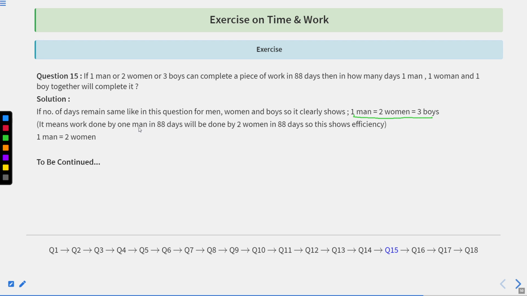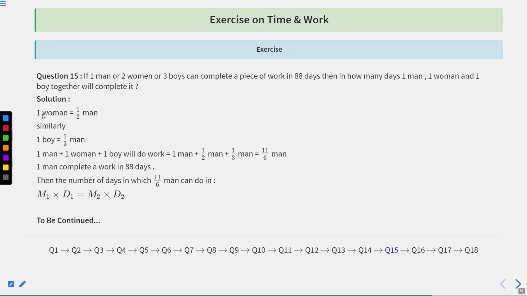So it means work done by 1 man in 88 days will be done by 2 women in 88 days. So this shows efficiency. So 1 man equals 2 women. So that means 1 woman equals half a man. Similarly, 1 boy is equal to 1 by 3 man. So 1 man plus 1 woman plus 1 boy will do work equal to 1 man plus 1 by 2 man plus 1 by 3 man, equal to 11 upon 6 man.